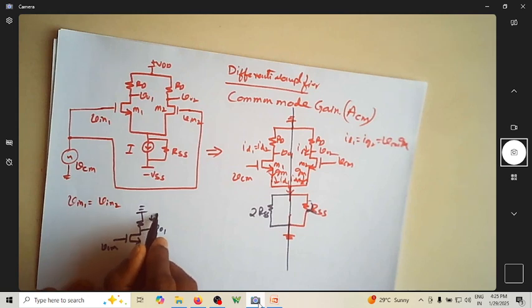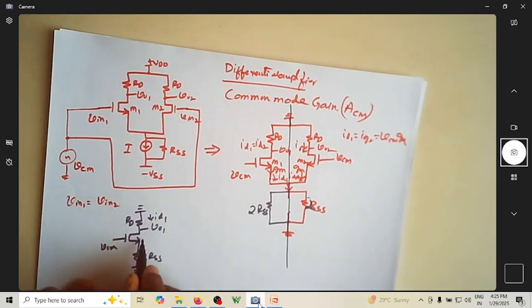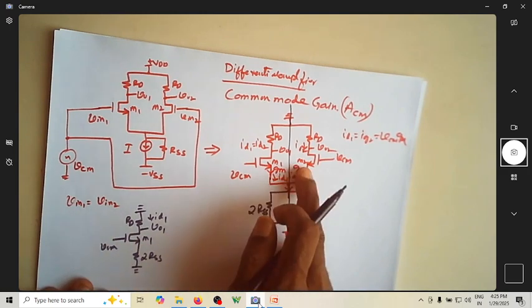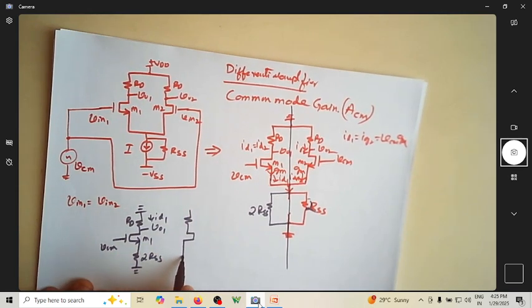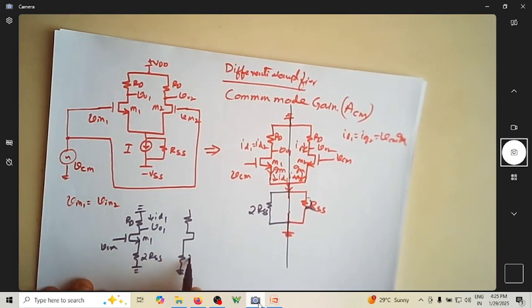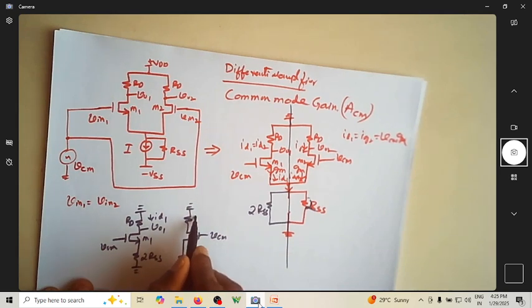You have a current of ID1 flowing here. This is RD, and this is M1. Now this also has a similar type of configuration. This is 2RSS. This is now VCM. This is again AC ground. This is RD. This current is ID2.